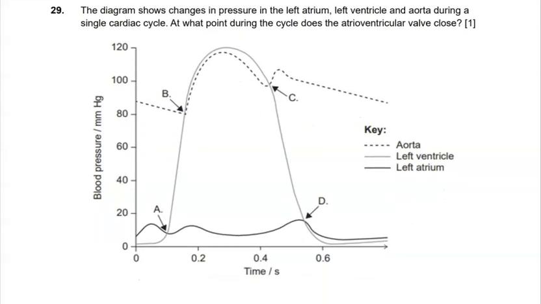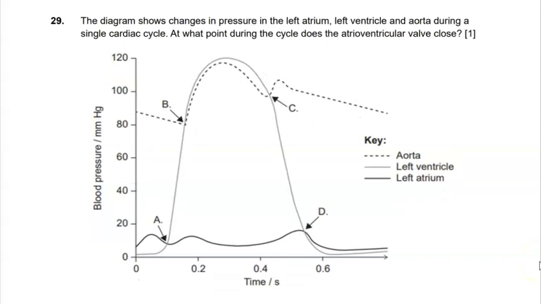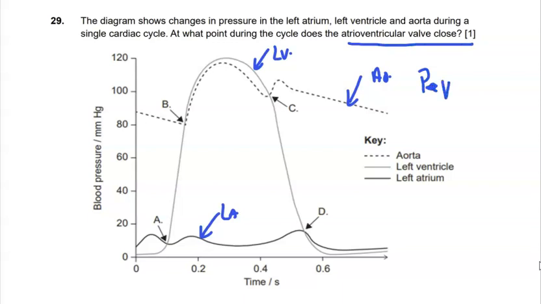Question 29. The diagram shows changes in pressure in the left atrium, left ventricle, and aorta. So that one there is the aorta, this one is the left ventricle, and this is the left atrium. At what point during the cycle does the atrioventricular valve close? Now, for this to be the case, the pressure, I'll just use letter P, pressure in the ventricle has to be greater than the pressure in the atrium.